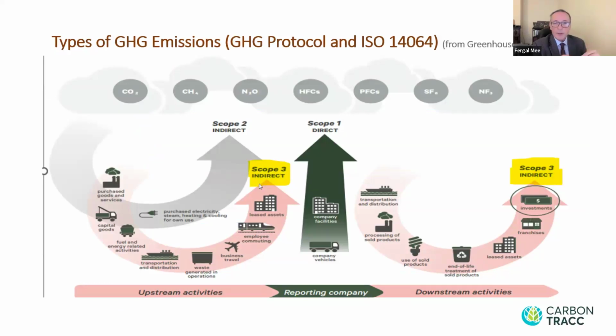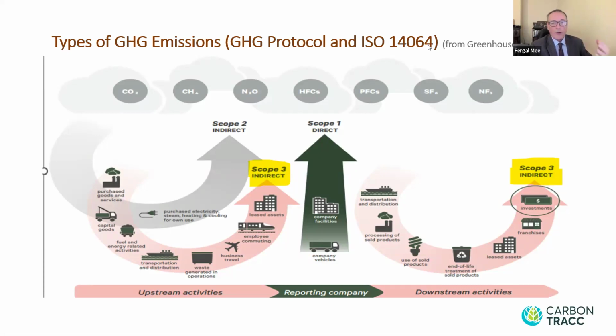I guess it's important, as we're discussing Scope 3 emissions, maybe to describe what, in fact, a Scope 3 emission is. So the diagram here is from the Greenhouse Gas Protocol, and it describes various types of greenhouse gas emissions. Those of which we would be familiar with would be Scope 1, or as ISO 14064 would refer to these emissions, direct emissions.